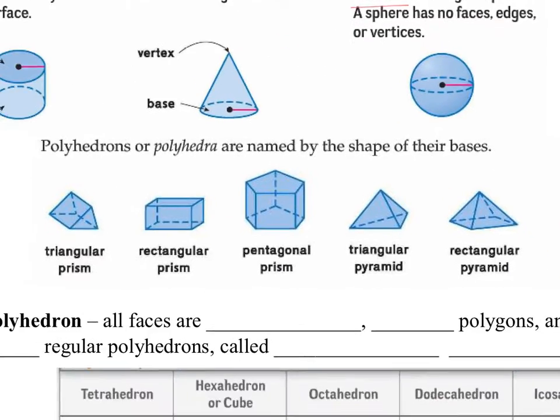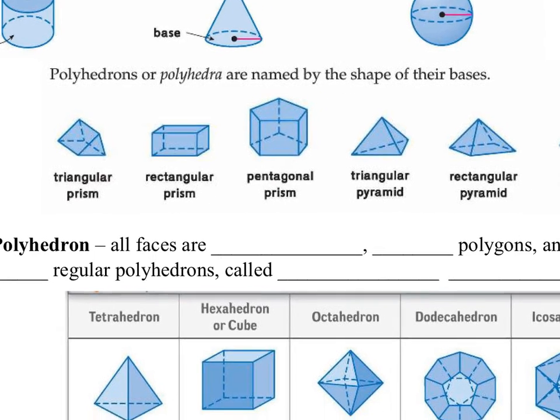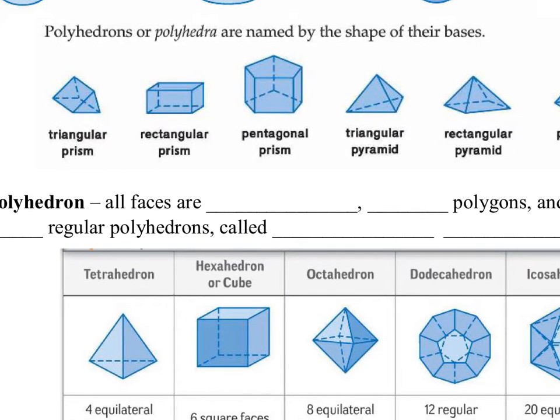Okay, and then how do we name polyhedrons? Well, we name them by the shape of their bases. So here we have a triangular prism. The prism does not necessarily need to be sitting on its base. So the bases are going to be these two red triangles. There's two of them, they are congruent and they are parallel. So those are the bases of this prism.